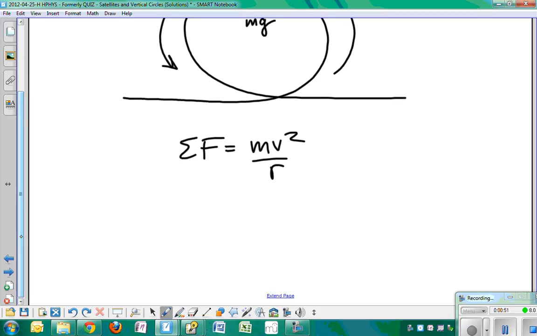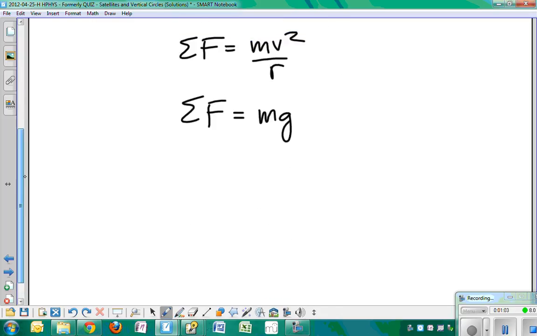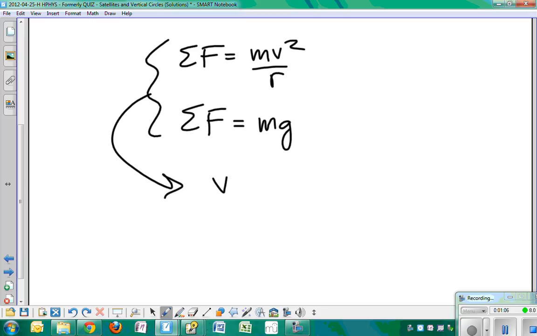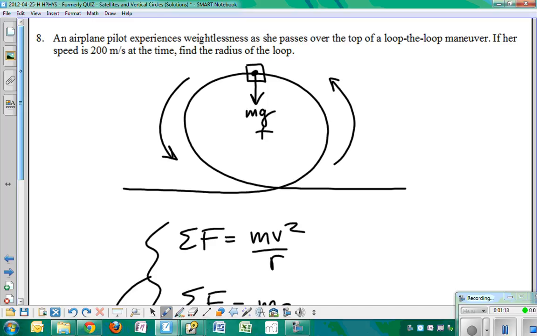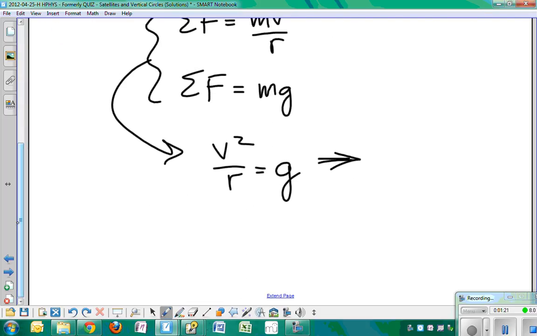We also know from our free body diagram, taking the center of the circle to be the positive direction, so we get a positive mv squared over r. Net force is also just equal to mg. Putting those together, we just get that v squared over r is equal to g. I've already canceled out the m's. Because we are given the speed and we know what g is, the radius of the loop, r, is just going to be equal to v squared over g. Meters squared per second squared divided by meters per second squared gives us meters.